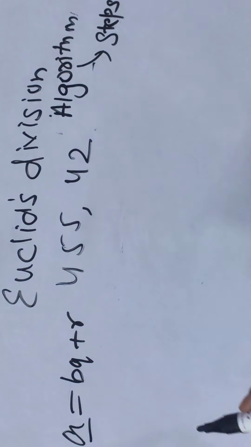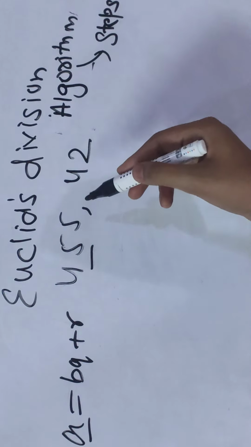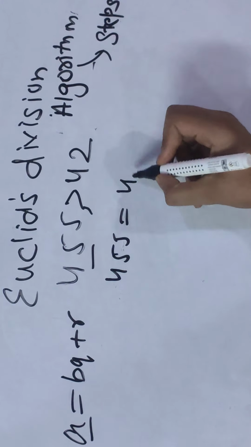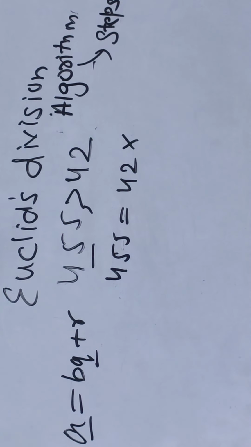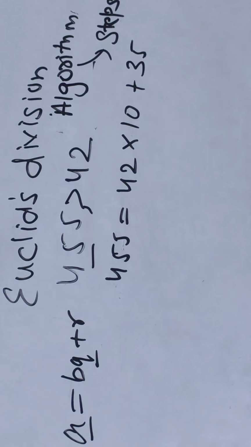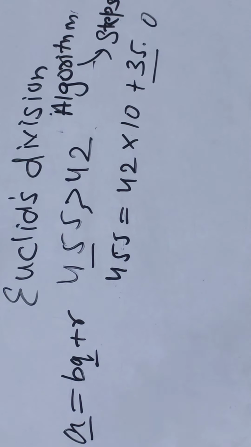Now, here A is actually the dividend, B is the divisor. Here it's clear that 455 is greater than 42. Then 455 equals 42 into, now what is Q? We have to multiply 42 with such a number. It's simple division. Now if we multiply it by 10, the remainder will come as 35. Now what do we have to do next? We have to continue this process in such a way that the remainder should come 0.